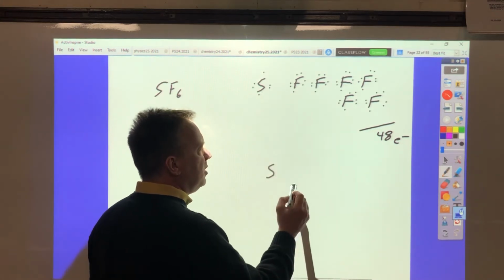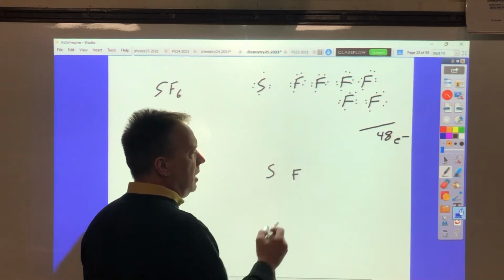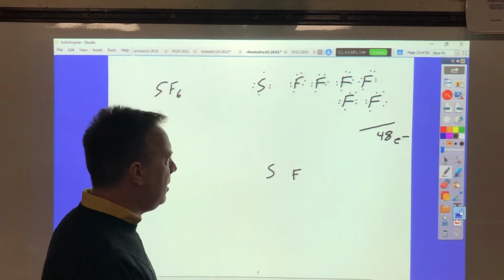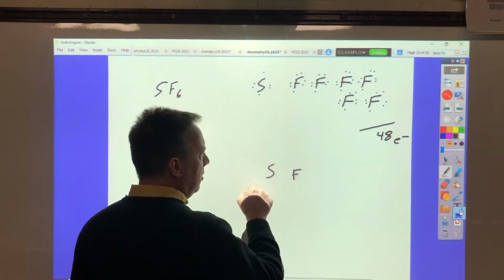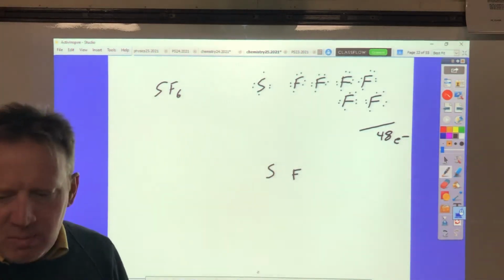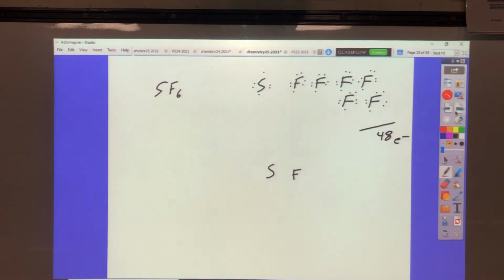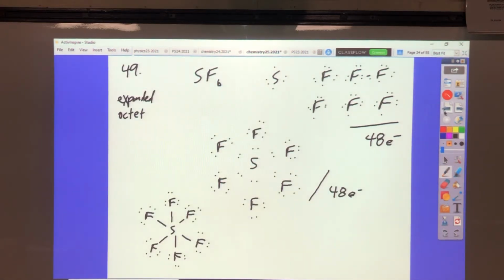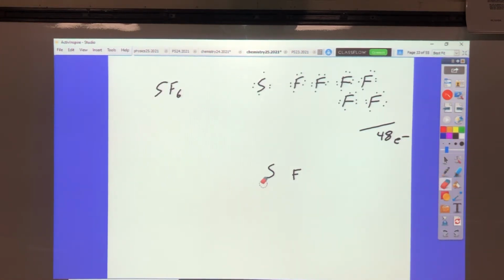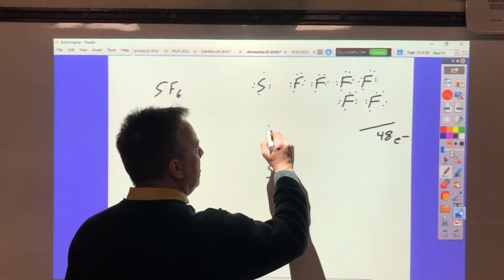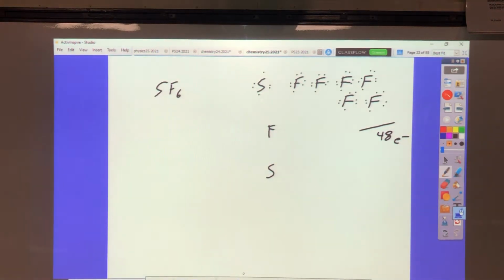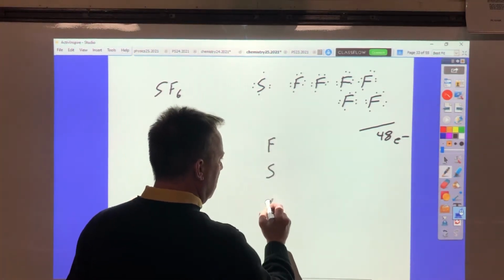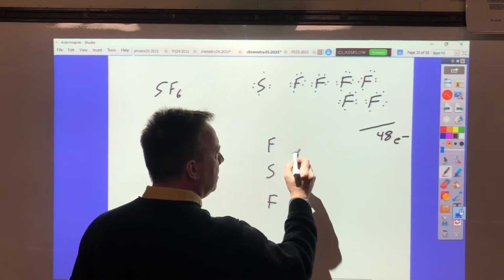So put my sulfur as a central atom. I'm not sure how I drew this. I want to draw it the same. You could put 4 and then put 1 in this corner and 1 here or something like that, or evenly distribute them. I imagine they're evenly distributed on this one. It doesn't matter. You're going to end up with the same answer. So just for the sake of notes, let me do it the same way. Put a fluorine above, a fluorine here and a fluorine here, and kind of split the difference on the others.